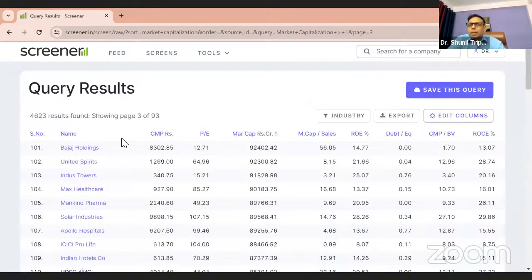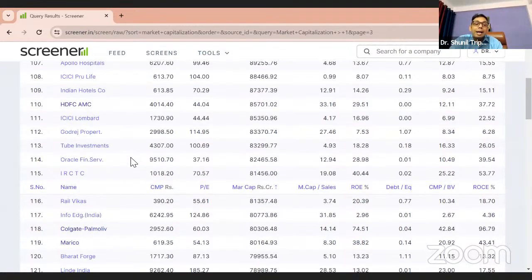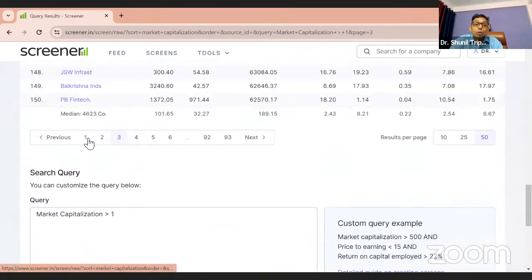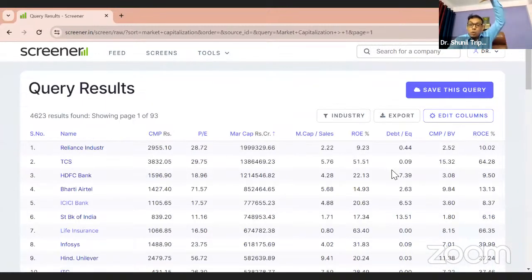I will find a lot of companies. So all 4,000 companies. The companies which have come at number 1 to 100 in descending order are called large cap companies. From 1 to 100 is large cap. And from 101 to 250 is mid-cap companies.